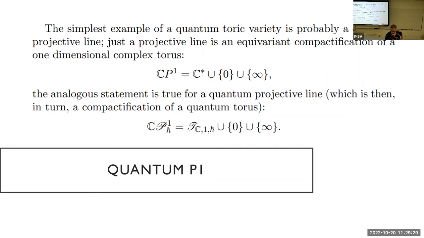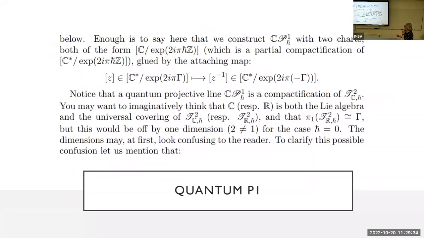So, I could do it a little bit more explicitly, taking Z here, and Z minus one here, and this is a stacky chart, and this is a stacky chart, and I glue these two stacky charts. And it gives me the compactification for this quantum torus. And we would kind of want to think that pi one of this is kind of gamma, because it's high rank. And it would have the wrong dimension. So we'll have to look at the same phenomena that Bernardo was looking at in his previous talk. We'll have to look at jerks to clarify this confusion.